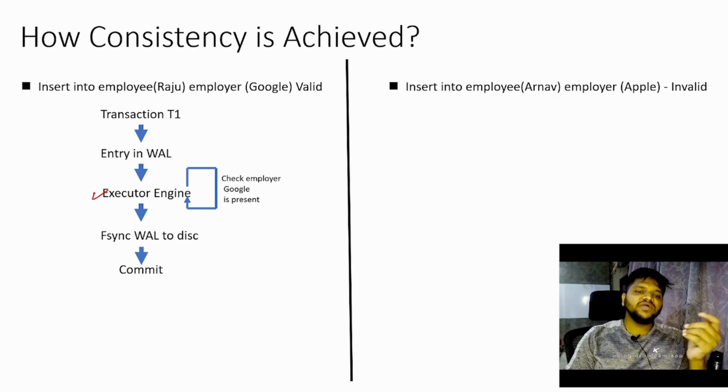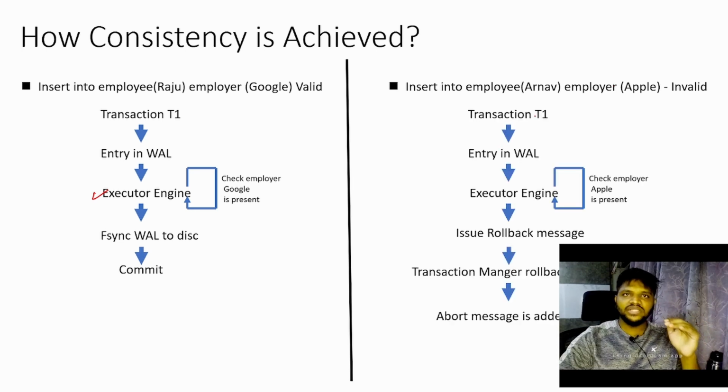Let's check an invalid use case. Insert into employer Arnav, employer Apple, it is an invalid use case. Same thing, transaction started, entry in the WAL file, executor engine is invoked. Now what the executor engine is doing is checking employer Apple is present. In the earlier case, Google was present, it was a valid use case. In this case, Apple is not present. It is going to issue a rollback statement.